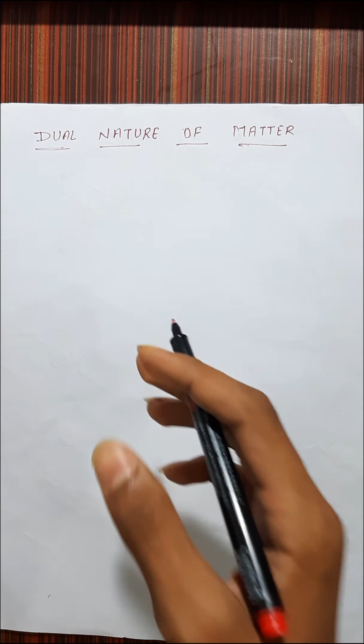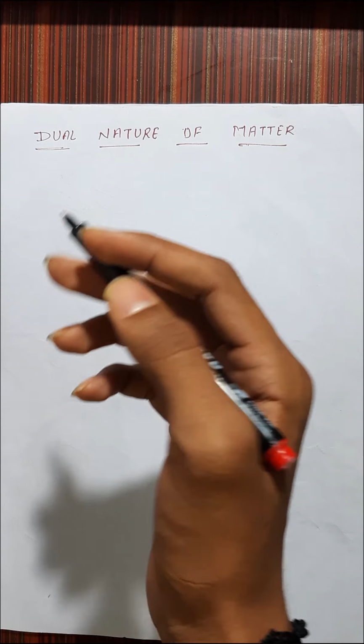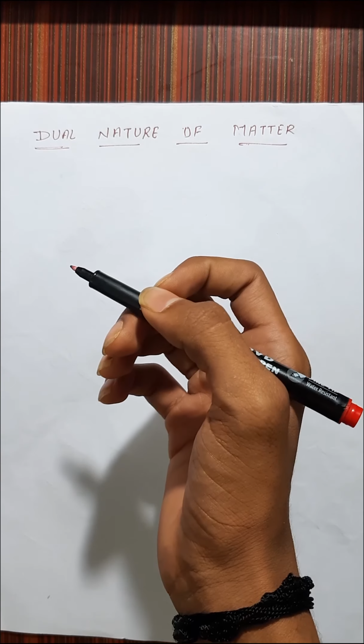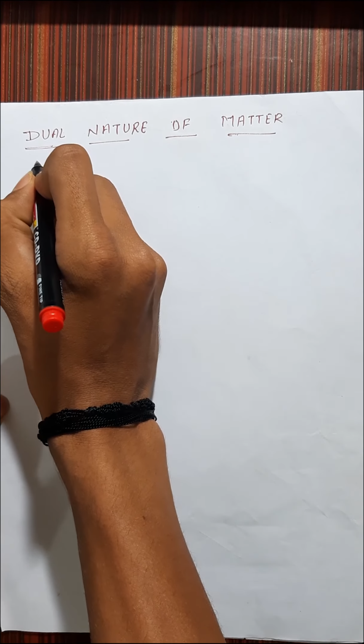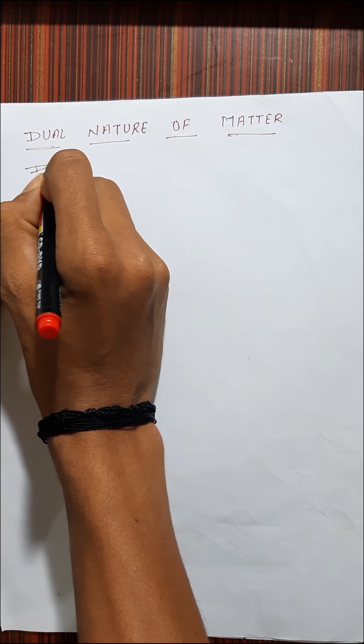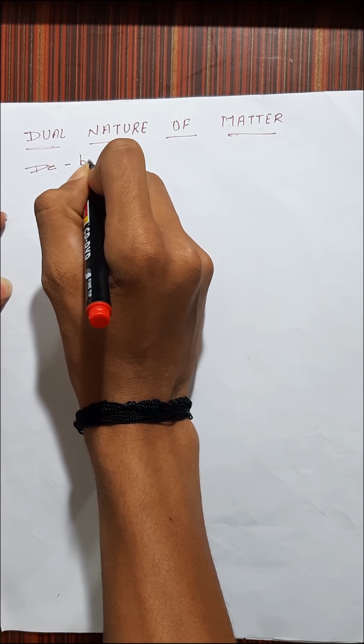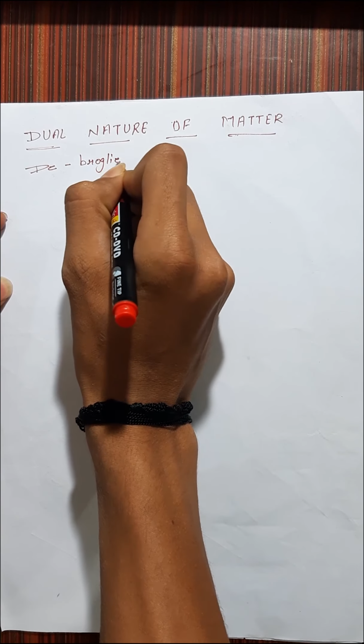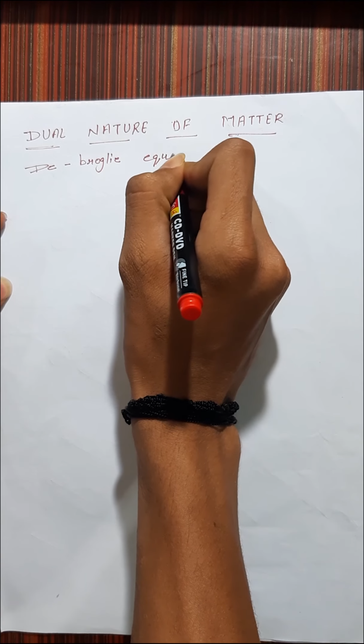So what is dual nature of matter? The word dual nature defines itself, or it is also called De-Broglie equation.